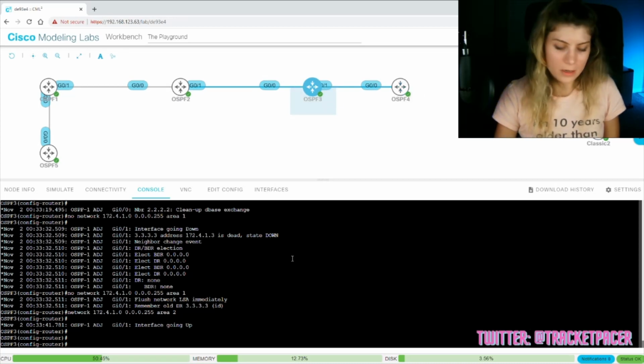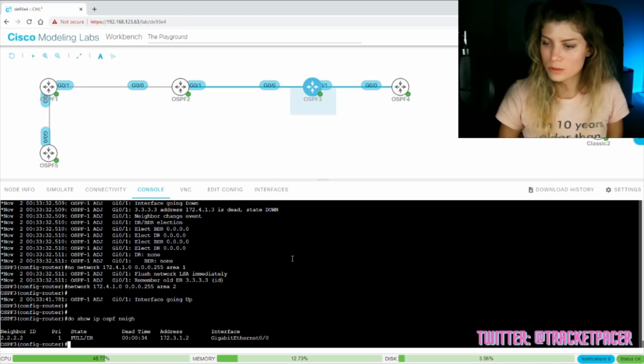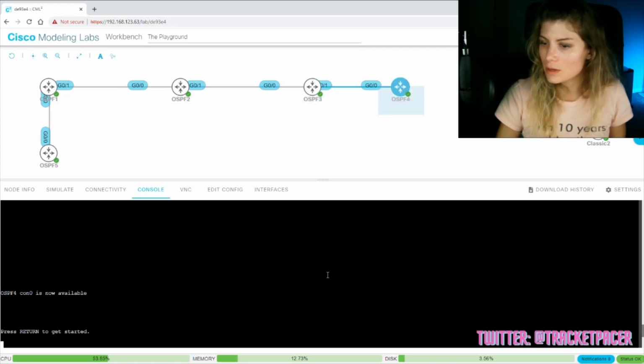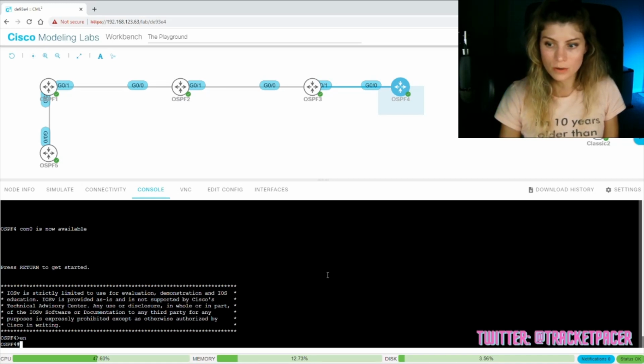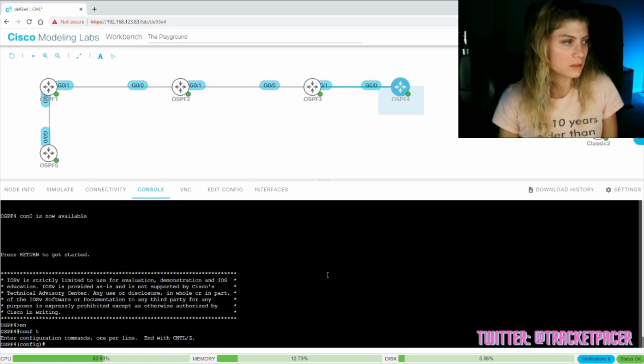Well, we should at least be in a neighborship with OSPF 2. Yep. Okay, cool. And now it's OSPF 4's turn. Hopefully I can actually configure basic OSPF this time without too many crazy mistakes.